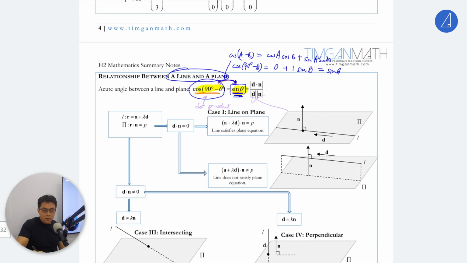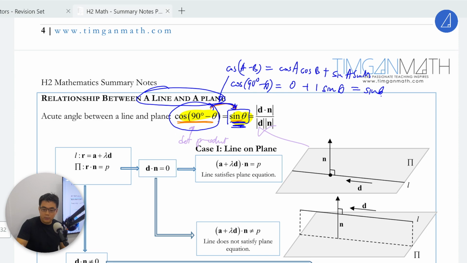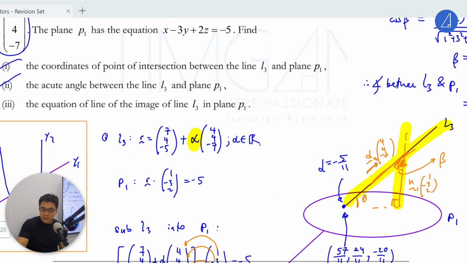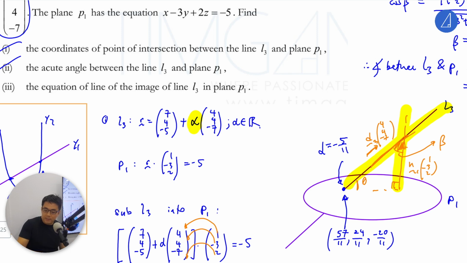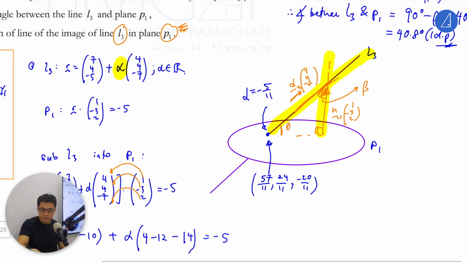Okay, so that's one. Any question? Which is the hard one? It is that you want to find the image line. This one is important. What is required of you? If you want L3 in P1, what do you need? You need the foot of perpendicular, regardless. So essentially, you need some form of foot.